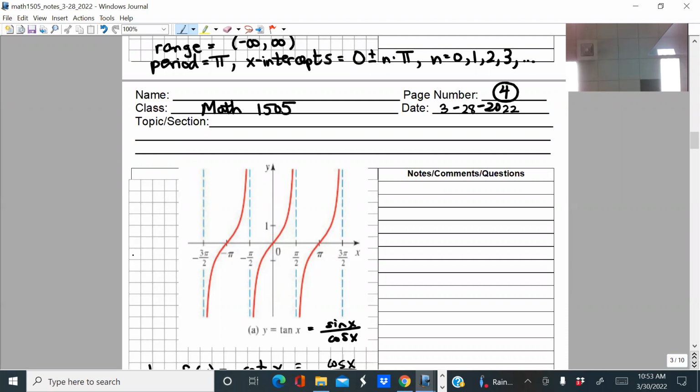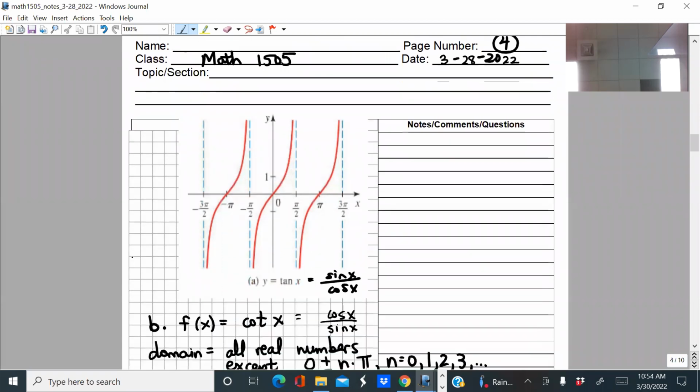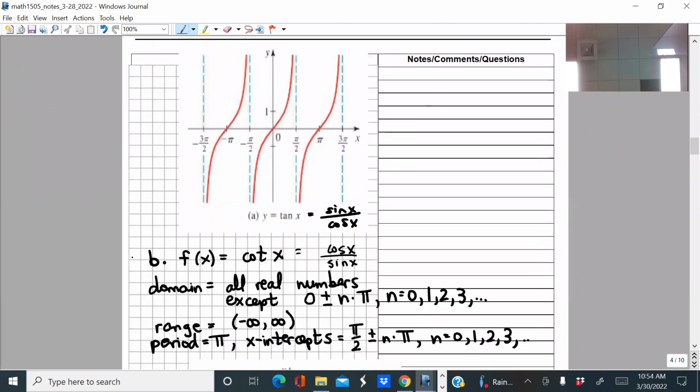Cotangent, of course, as you can expect, is going to be very similar. Remember, cotangent is cosine divided by sine, not sine divided by cosine. So cotangent is kind of the opposite of tangent. The x-intercepts for the cotangent are going to be where cosine is 0. Well, we just discussed that. Cosine is 0 at pi over 2, and then plus any multiple of pi.